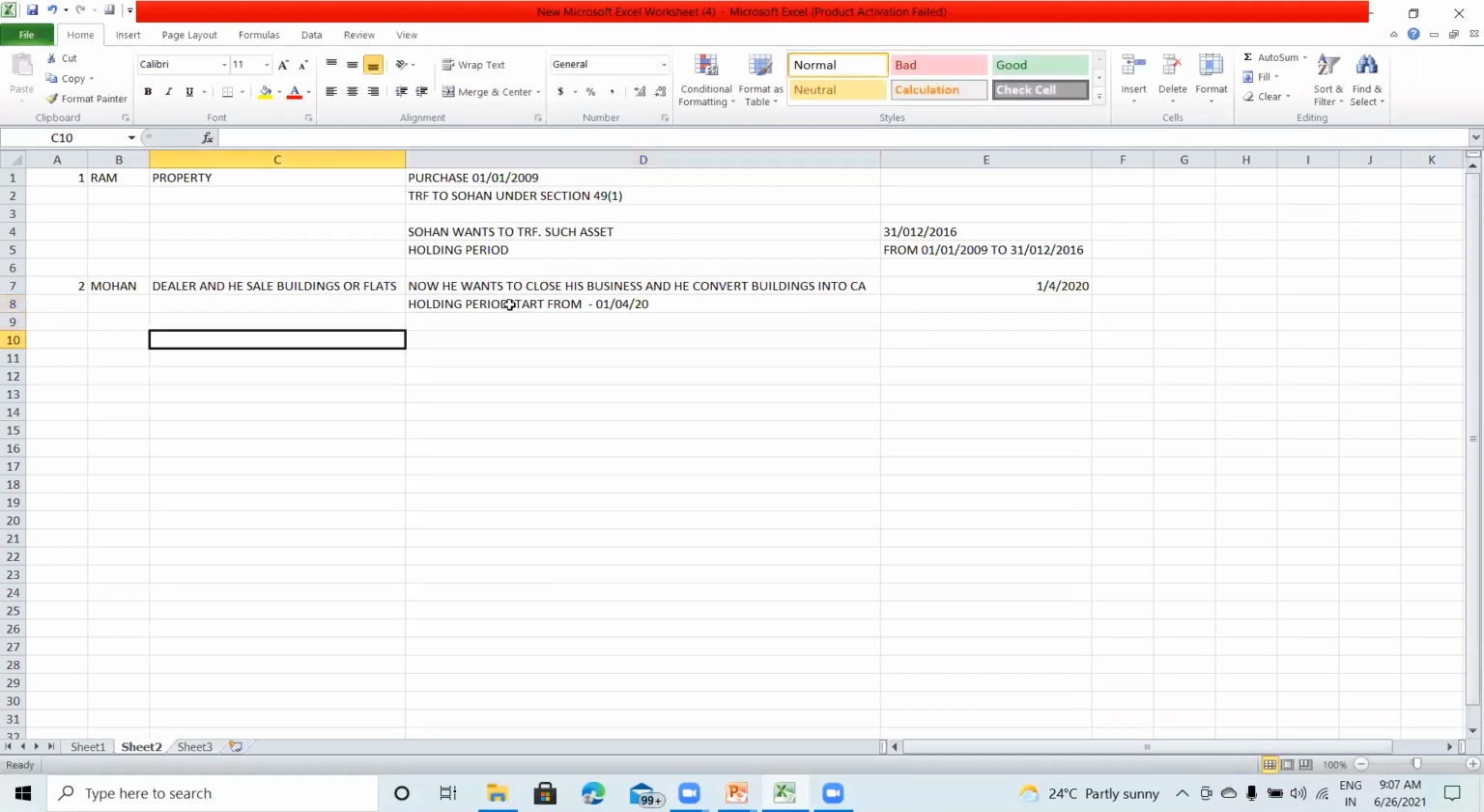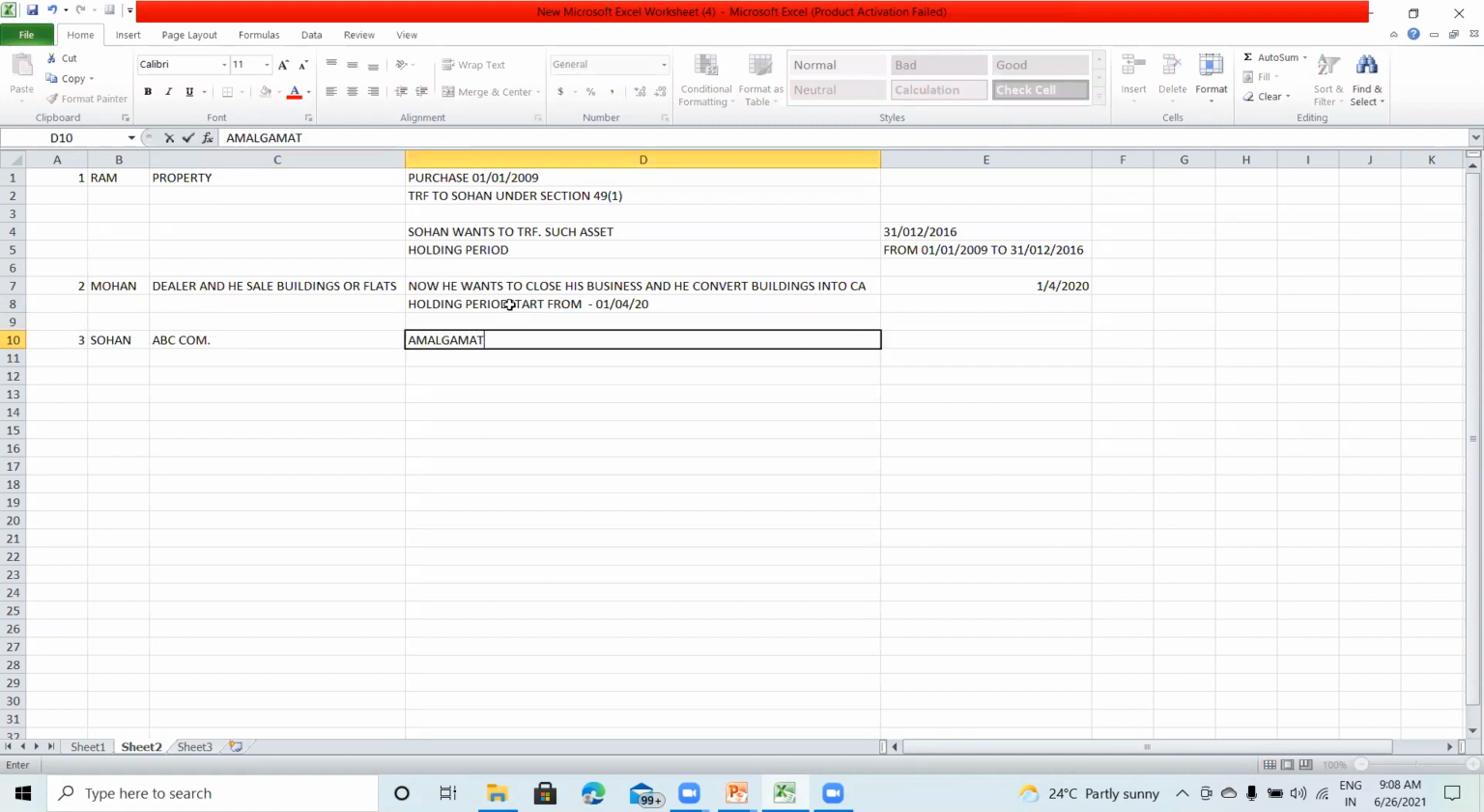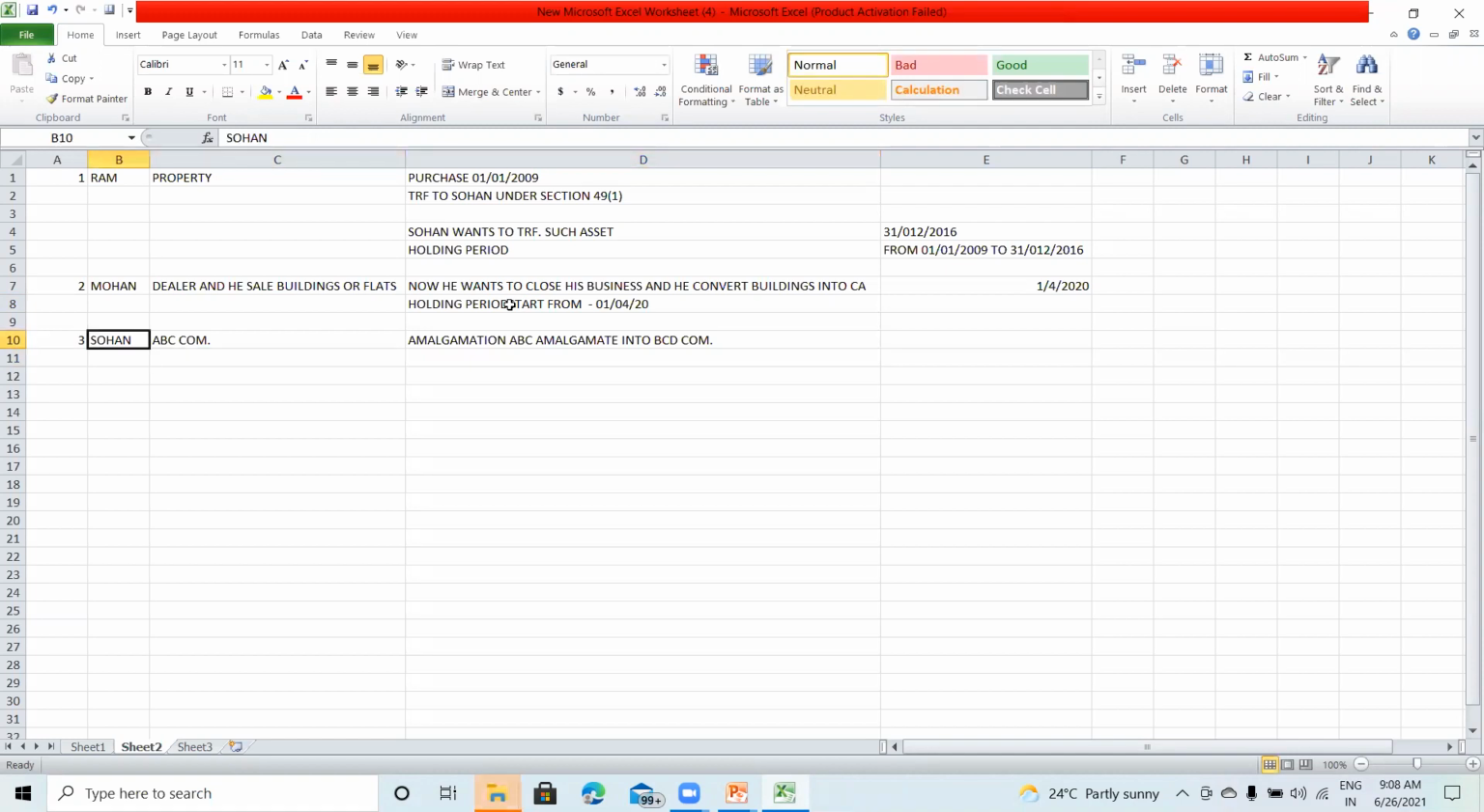For example, there is a person, Sohan, and he has shares of ABC company. Now there is an amalgamation, and ABC company is amalgamated into BCD company. Mr. Sohan has shares of ABC company, and such ABC company is amalgamated with the BCD company. Now, after the amalgamation, Sohan becomes a shareholder of BCD company.